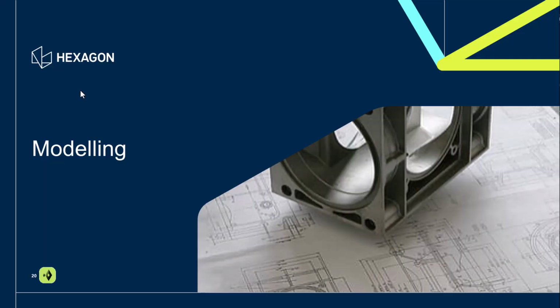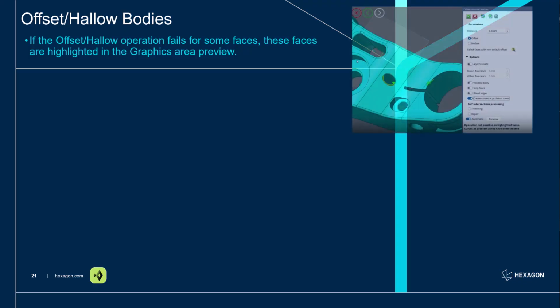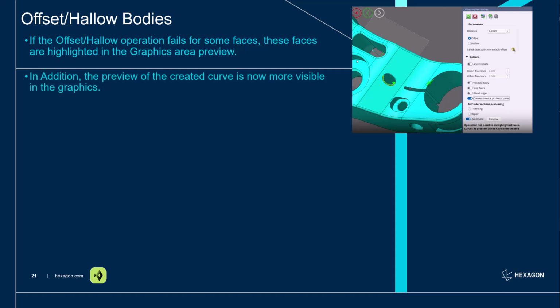Now let's review what's new within modeling. We'll start with the offset hollow bodies. If the offset hollow bodies fails for any reason, there will be an error message that pops up, and it will highlight the areas that cause the issue. So it makes it easier to identify problems when using the offset hollow bodies.